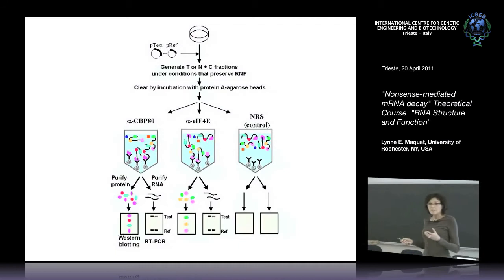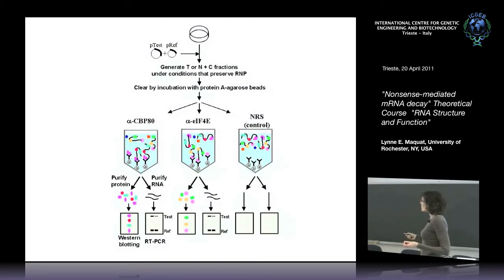We performed immunoprecipitations of cellular RNP. And as an example, transiently introduced into cultured mammalian cells a test plasmid that was either PTC-free, which we call norm, or contained a PTC that triggered NMD, and we call that TER for termination. We also co-introduced a reference plasmid that controlled for variations in transfection efficiencies and RNA recovery so we could have a quantitative analysis.